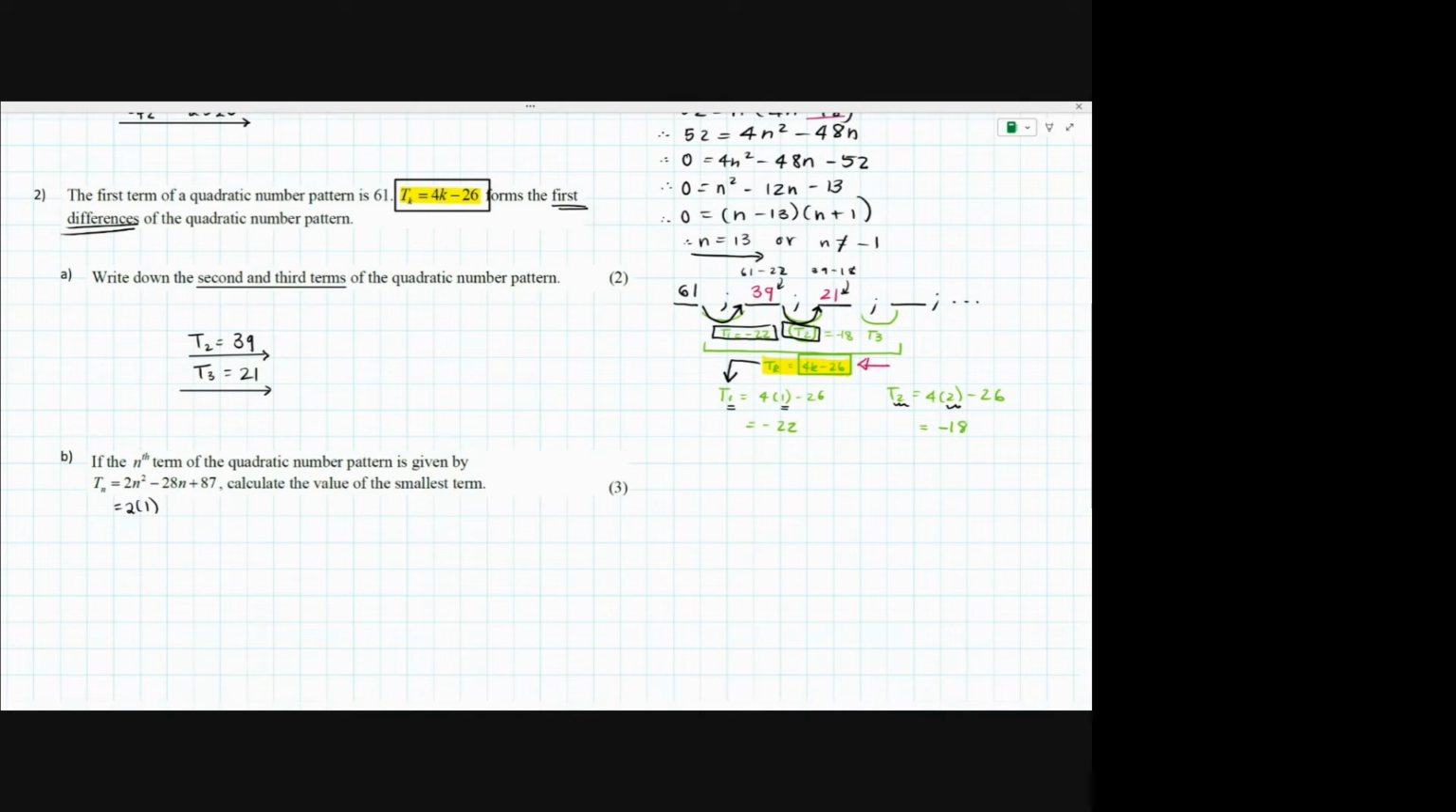So the question is saying calculate the value of the smallest term. So my first question to you is, what type of expression is this? Is it linear? Is it cubic? Is it quadratic? What type of expression is this rule?